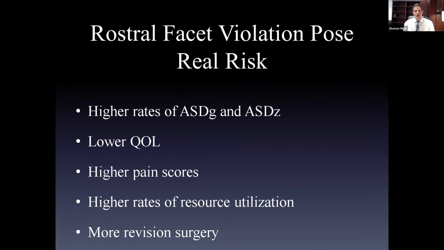But in a quick summary, when we looked at the bulk of the literature on this, we know that rostral facet joint violations pose real risk. We know that there are higher rates of adjacent segment degeneration and disease. We've seen that in our own patient population. There are lower quality of life outcomes, which I'll show in a few moments. There are higher pain scores. There are higher rates of resource utilization: how many times a patient comes back for imaging, whether it's x-rays, CT scans, CT myelograms, MRIs, physical therapy, facet joint injections, all types of things that in total put spine squarely in the crosshairs of payers. But also, if you think about our mission to improve patient care, it subtracts from that very mission of what we're trying to achieve every day. And finally, it oftentimes will result in more revision surgery, which I'll show momentarily.